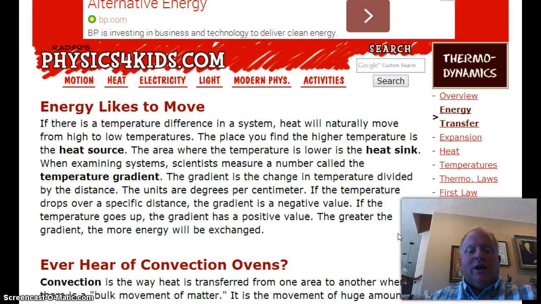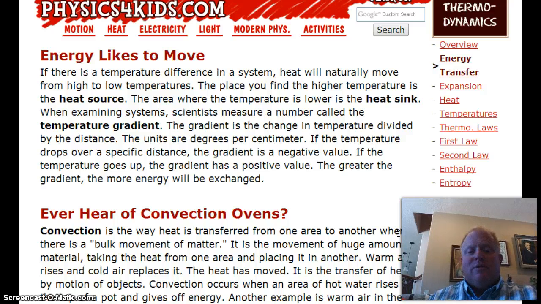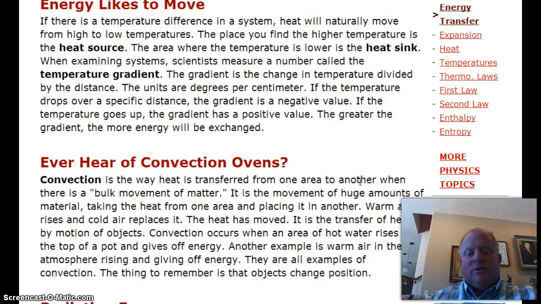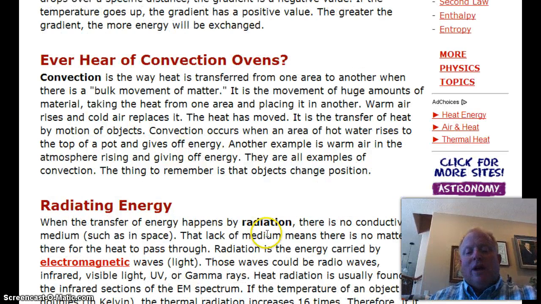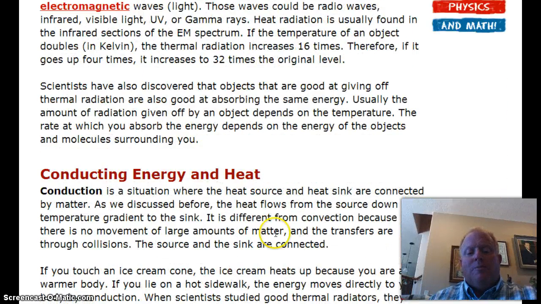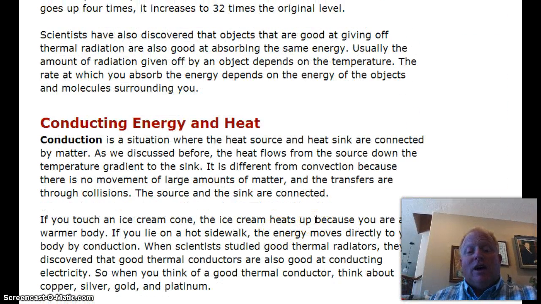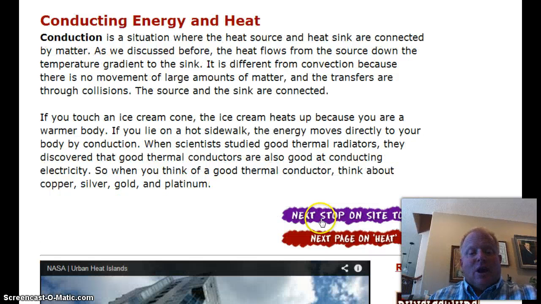First thing I want you to do is read these topics. Number 1, energy likes to move, as you can see right here. Talks a little bit about some of the stuff that you would watch in the videos. I also want you to read topic 2, did you ever hear of convection ovens? We'll go ahead and skip radiating energy. We'll get back to that tomorrow. And then come on down to the conducting energy and heat. Once again, this is an overview of what you watched in the other videos. And I want you to start thinking about some questions you might have, along with answers.